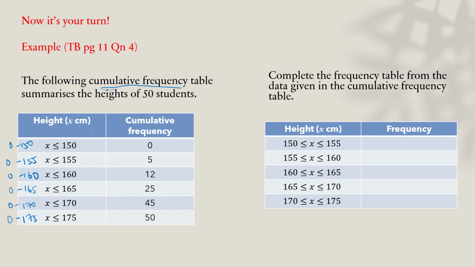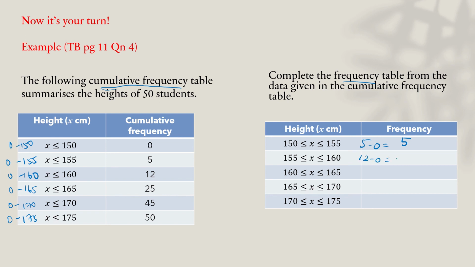So to complete the frequency table on the right side here, we only want 150 to 155. So we will take 155, 5 students, minus 0, that will give us 5.